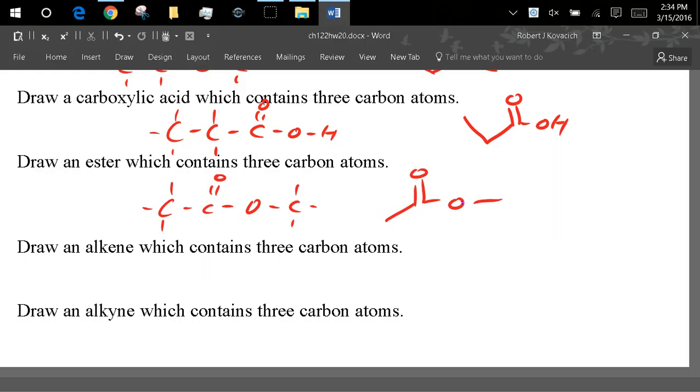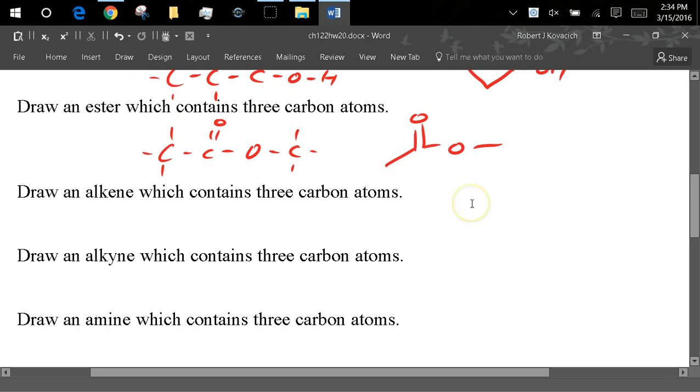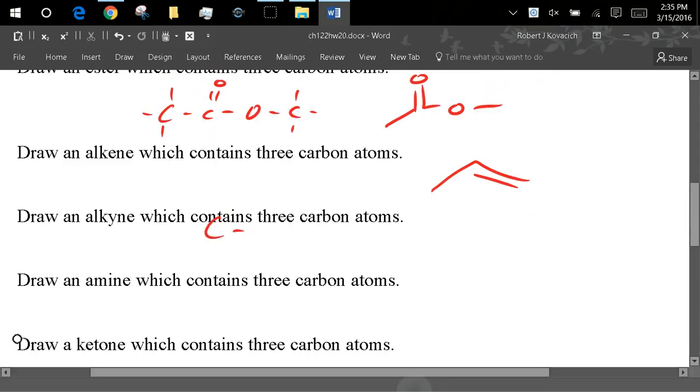So that oxygen that's on the right, there's a line coming off of it. What's the line connecting to? It's connected to a carbon. Because if that was a hydrogen, I wouldn't have drawn anything at all. Alkene. There's my alkene. Alkyne.